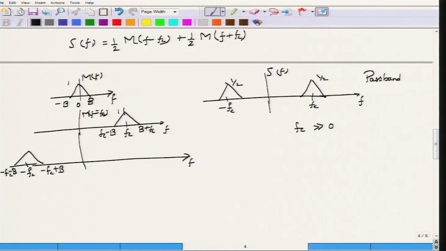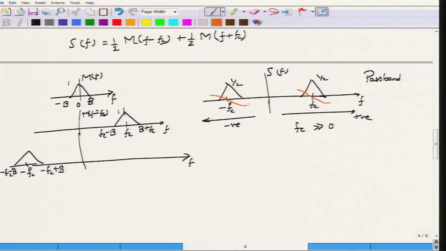For such a signal s of t, the Fourier transform will show that it has components both in the positive frequency domain as well as in the negative frequency range. So, here all the frequencies are positive, here all the frequencies are negative. The corresponding s of f has non-zero values in both, but you can already see that both copies are essentially identical, because the magnitude spectrum of these two are the same, and when you look at the phase spectrum, you will see that these two would also be identical.